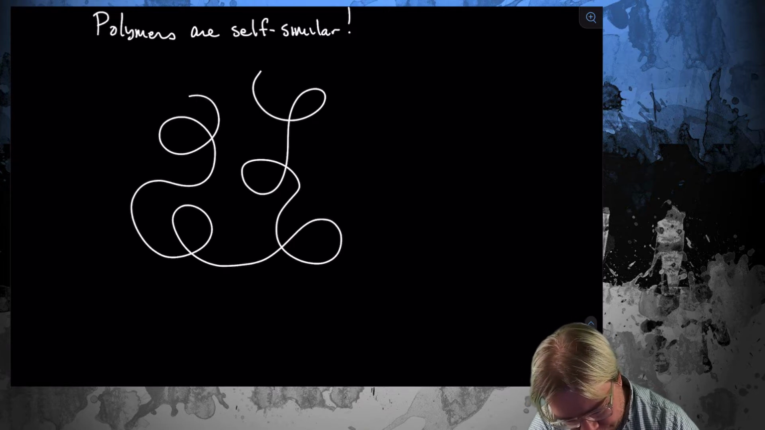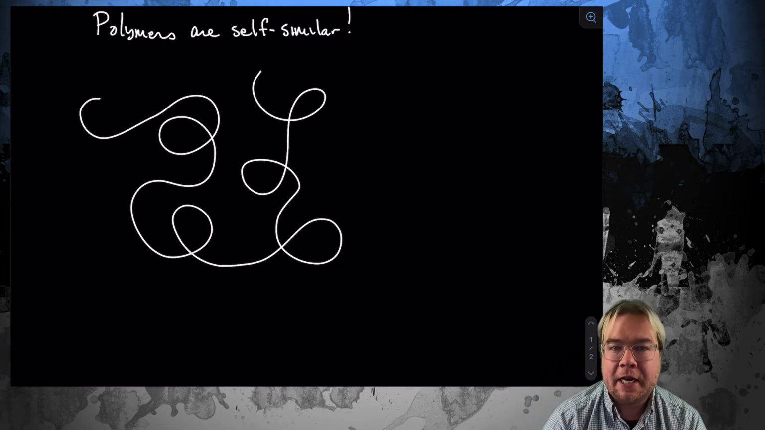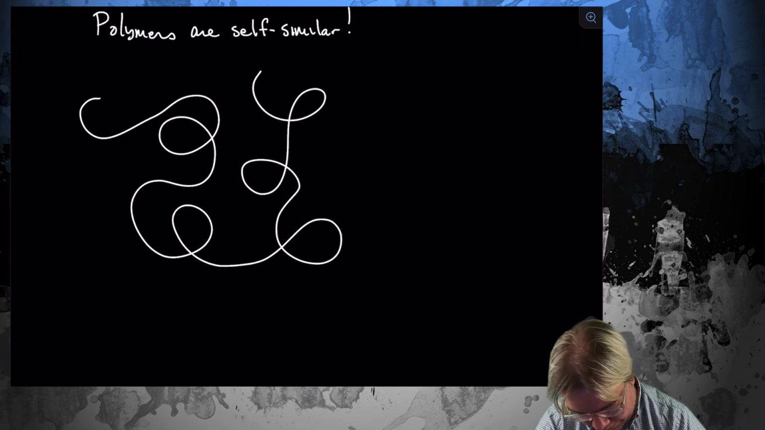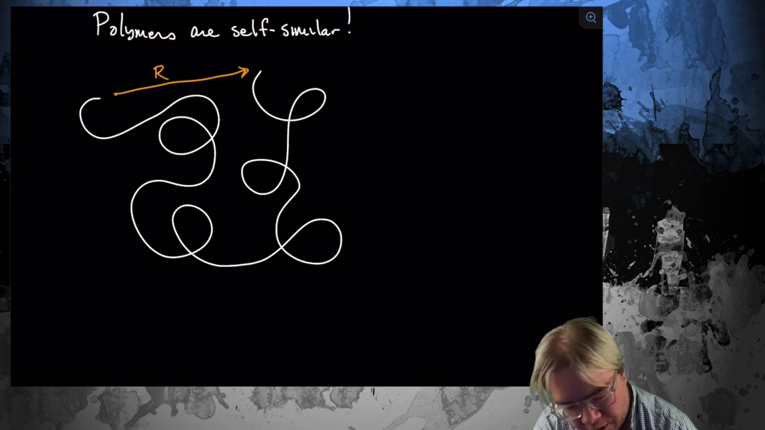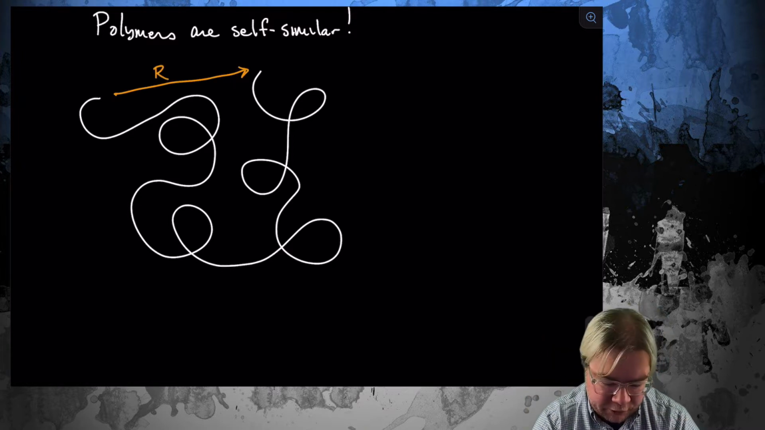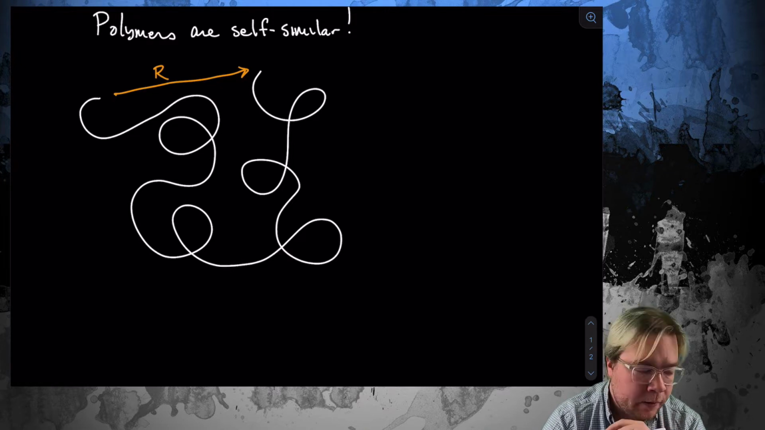So when I say that the polymers are self-similar, remember that what that means is that if I look at a polymer chain at a big length scale, I could characterize it by something like its end-to-end distance. We've been calling that R. Of course, it's a vector. I've left off the vector notation here.